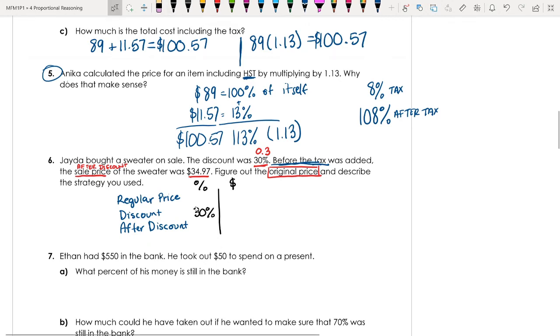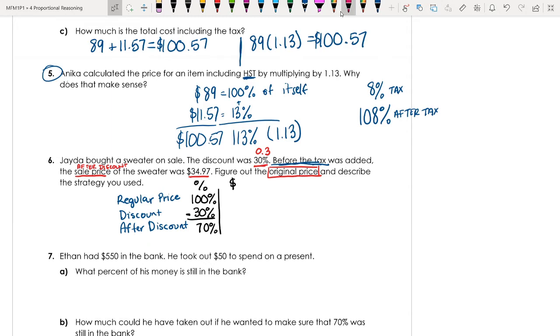What is the regular price of itself? It's always 100% of itself, so we know that. And can we figure out the after discount price if we know the discount? Yes, we can find the after discount as a percentage is 70% because we subtract the discount from the regular price. So now we have those three values all filled in.